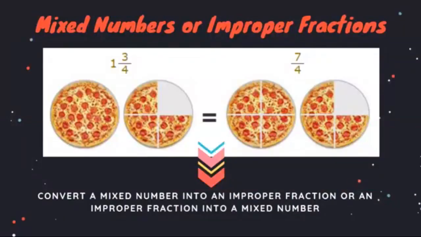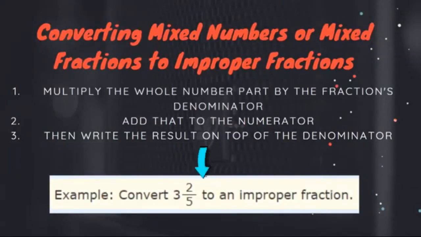Next, we want to learn if we can use either an improper fraction or a mixed number to show the same amount. For example, 1 3 over 4 is equal to 7 over 4 as shown here. That's why later we can convert a mixed fraction into an improper fraction or an improper fraction into a mixed fraction. First, let's discuss how to convert mixed numbers or mixed fractions into improper fractions.